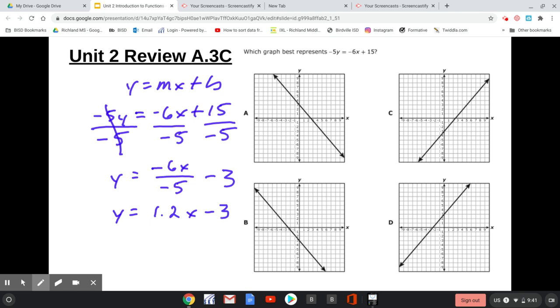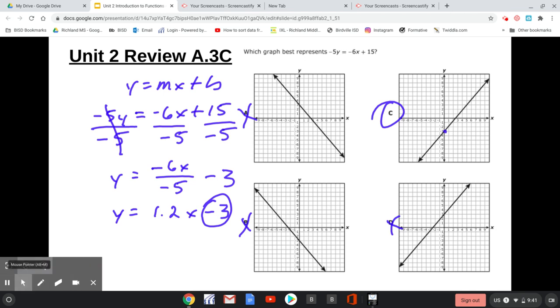Now I can figure out which one this is. I know it's a positive slope. So therefore, it can't be A, and it can't be B. And I am looking for a y-intercept of negative 3. And I see it right here. This one doesn't work. Your answer is C. Let's go over the next one.